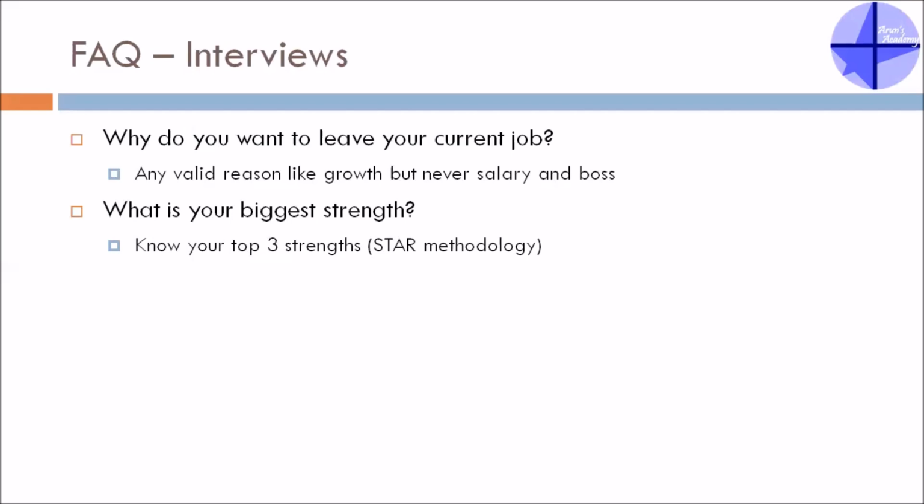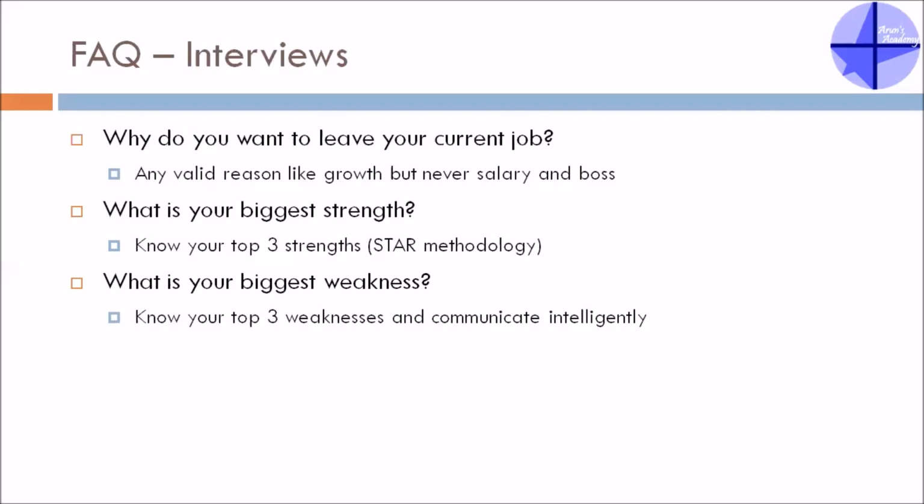6. What is your biggest weakness? When you do SWOT analysis of self, you would also list your weaknesses. Know your top 3 weaknesses and communicate intelligently. You may choose some of your weaknesses, which are in turn strengths for the organization, like being workaholic. But never lie, as it is very easy to catch.